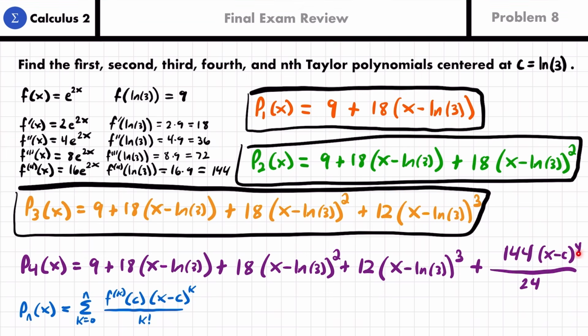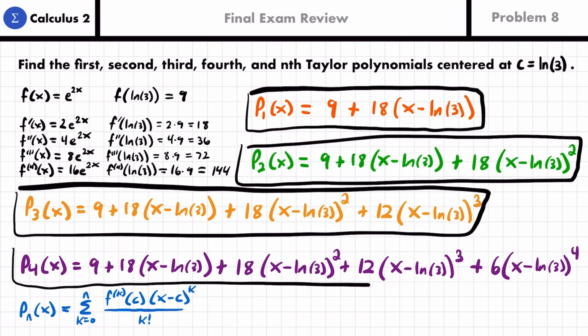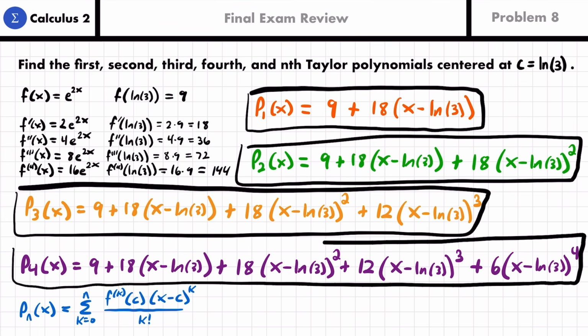And then x minus c to the power of 4, you want to replace that c with the natural log of 3, and then 144 divided by 24 is 6. Okay, so altogether, that term simplifies to 6 times x minus the natural log of 3 to the power of 4. And that right there is the fourth Taylor polynomial for this problem, which means there's only one more Taylor polynomial left to find, and that is the nth Taylor polynomial.